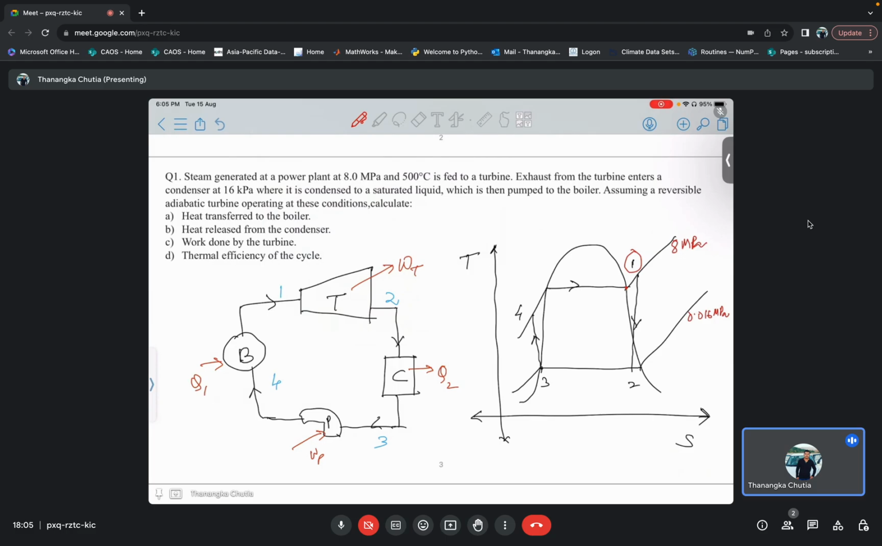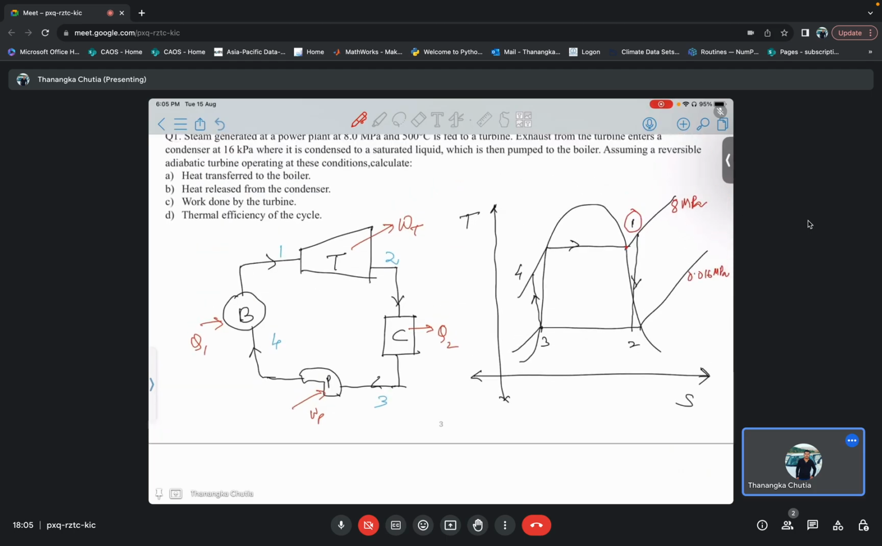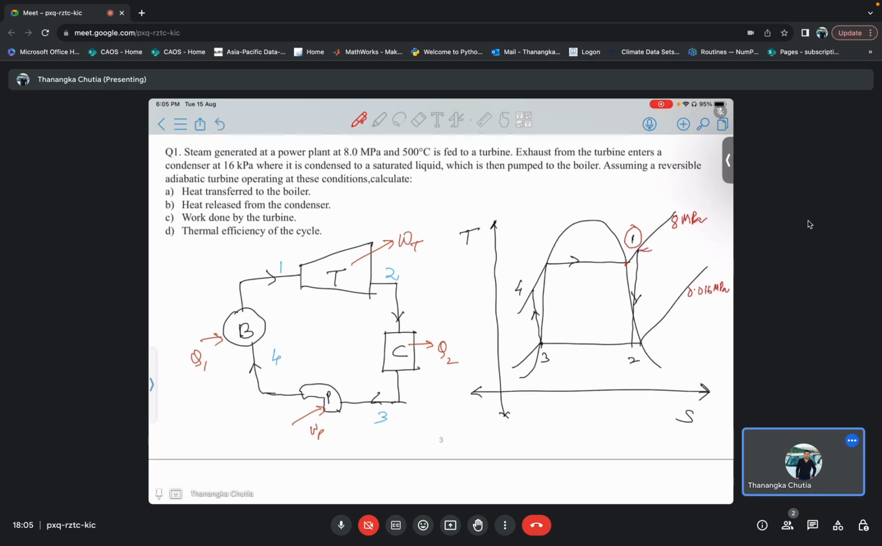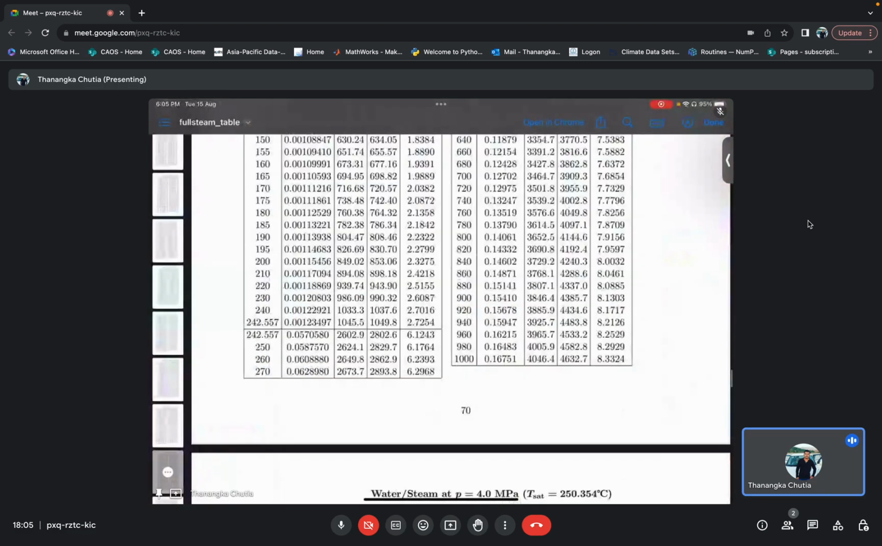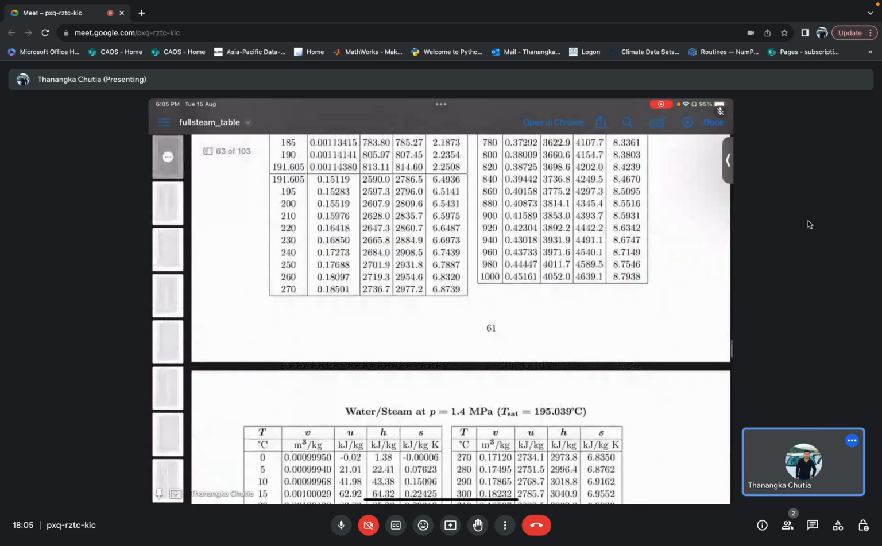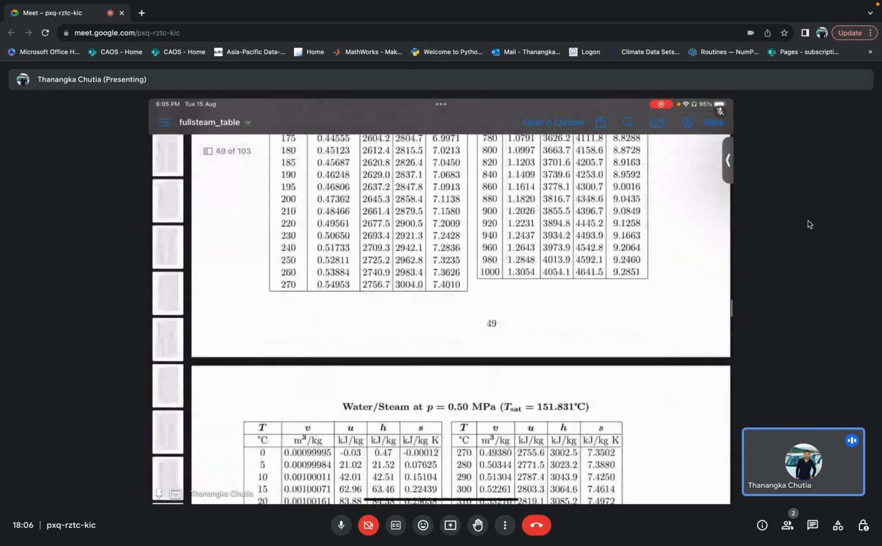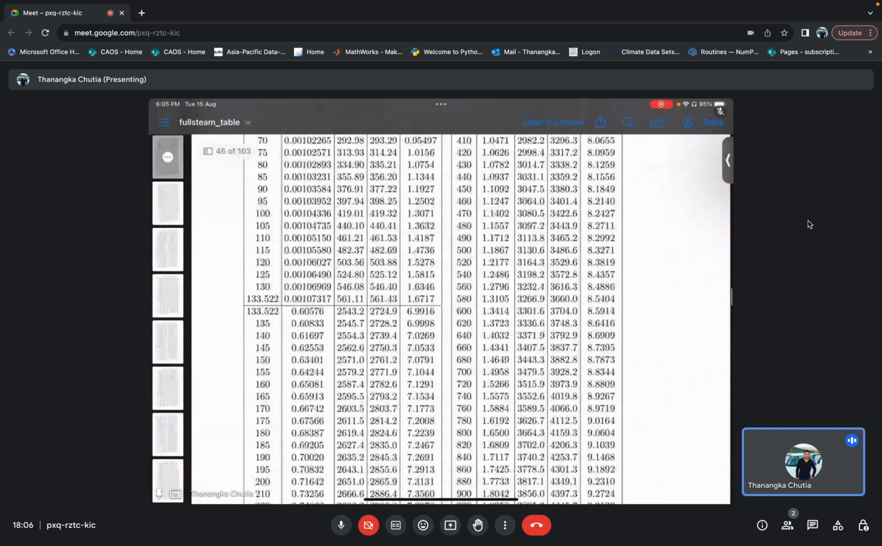Now how can we first find out whether my point 1 is dry saturated or superheated steam? For that we have to go to the steam table. In the steam table there are basically three parts that you can see. One is the temperature based, the other is the pressure based, and the third part is the superheated or the liquid water part.